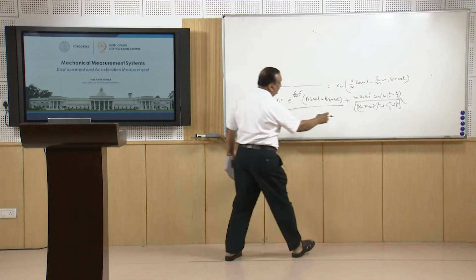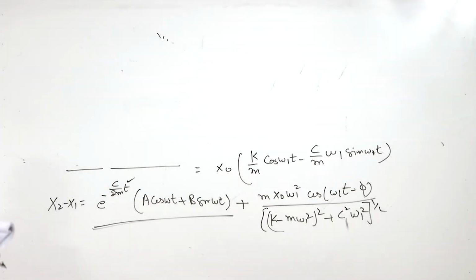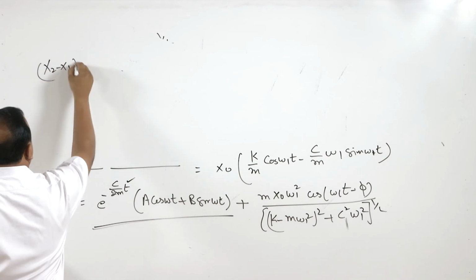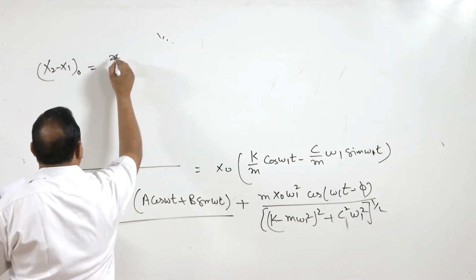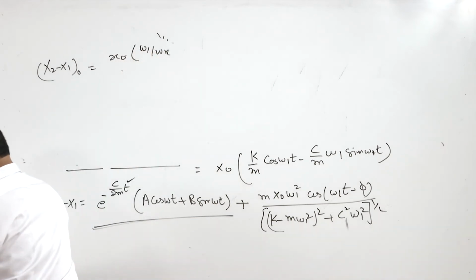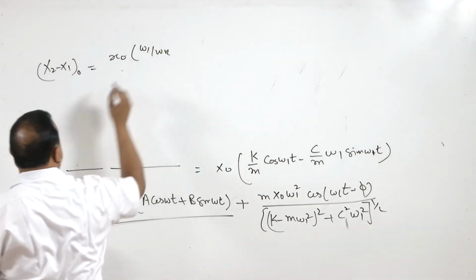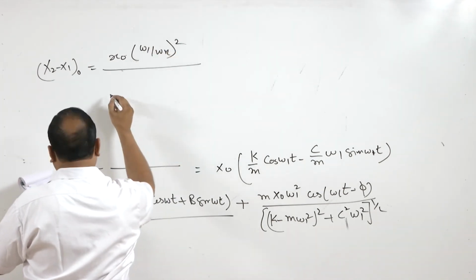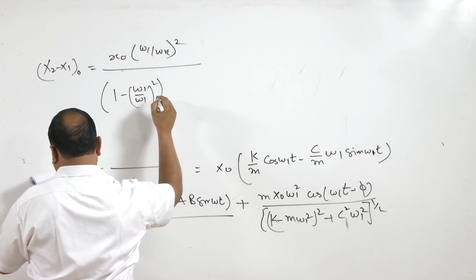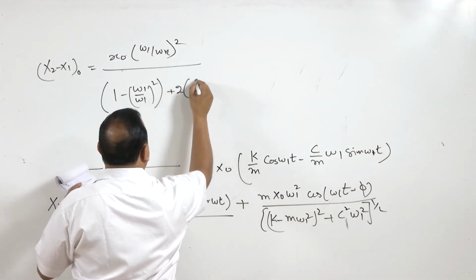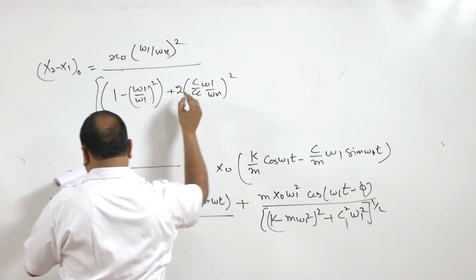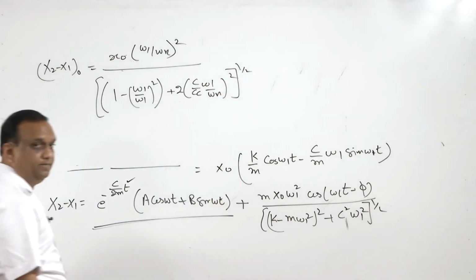Now, after this, if we want to have steady state harmonics, they are going to be x2 minus x1 o is equal to xo omega 1 by omega n whole square divided by 1 minus omega 1 by omega n square plus 2 c by cc omega 1 by omega n square, and total raised to power 1 by 2. Okay.